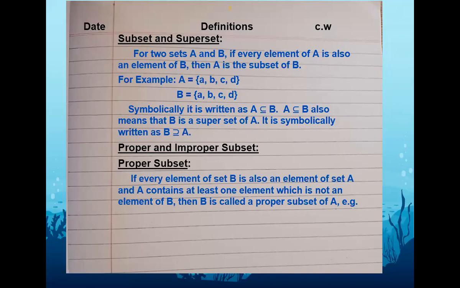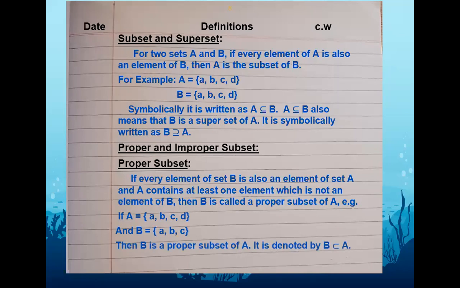For example, I'm repeating again, if every element of set B is also an element of set A and A contains at least one element which is not an element of B, then B is called a proper subset of A. After this, write: if A is equal to {A, B, C, D} and B is equal to {A, B, C}, then B is a proper subset of A. It is denoted by B is a proper subset of A.